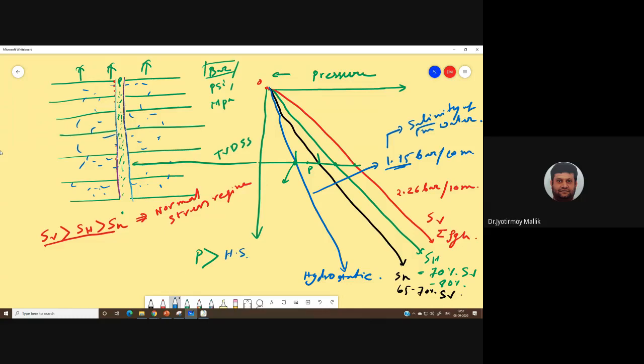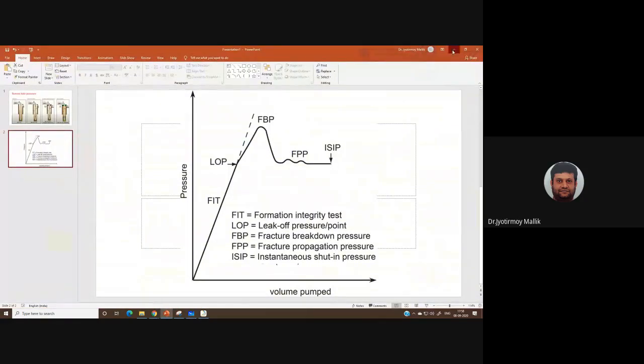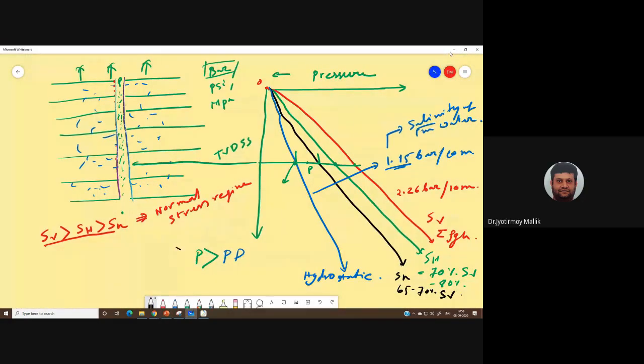Let's just write down PP, pore pressure. P must be more than the pore pressure, and this must be less than the S small h. If this pressure is more than S small h, what will happen? I just discussed that this will create fractures. It will create fracture in this formation.